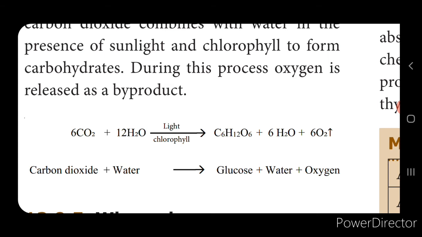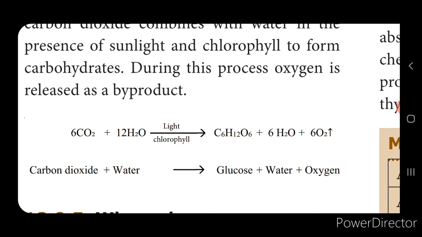Now the pigments involved in the photosynthesis process are called photosynthetic pigments, and these are of two types. One is the primary pigment, the other is the accessory pigment. Chlorophyll A is the primary pigment, and chlorophyll B and carotenoid are the accessory pigments. I'll repeat, children.